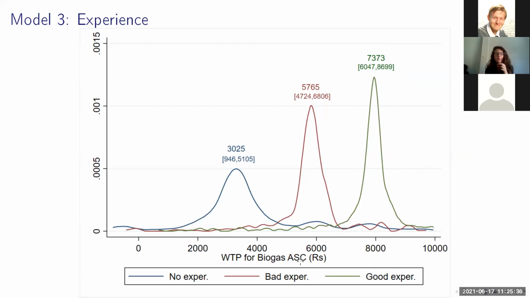Second, there's the group who had bad experience with the technology. They have lower willingness to pay, but still positive and quite significant. And the last group is the group that had no experience with biogas up to this point. They still have a positive willingness to pay for biogas, even after controlling for all the attributes. But again, it's much lower than the other two groups, and it is more spread out. So people have a higher variance of preferences for this technology.